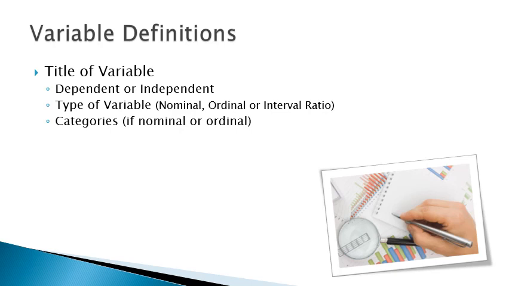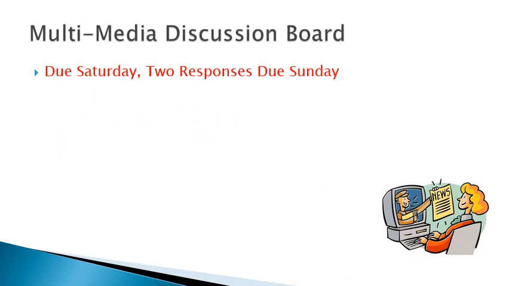So think age, and then is it a verb, a noun, or whatever? Is it nominal, ordinal, or interval ratio? Then if it's nominal or ordinal, what are the categories? And then the definition of each category. We're going to be going through that a lot more as we move through the class, but that should get you started on it.